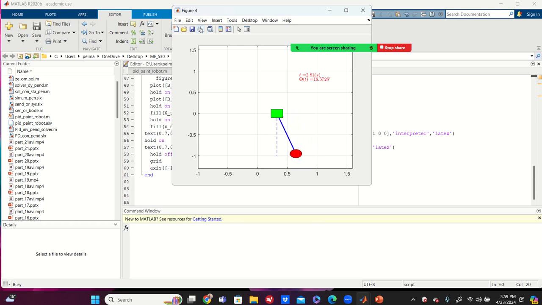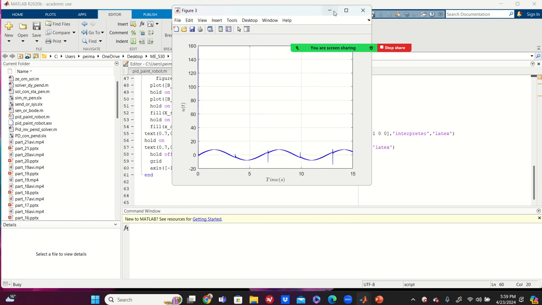Now, see, the robot is covering the area supposed for painting, that's right, sine of t. It's going to oscillate by itself. How do we know that it follows? Look at the graph. Look at the control input, guys.